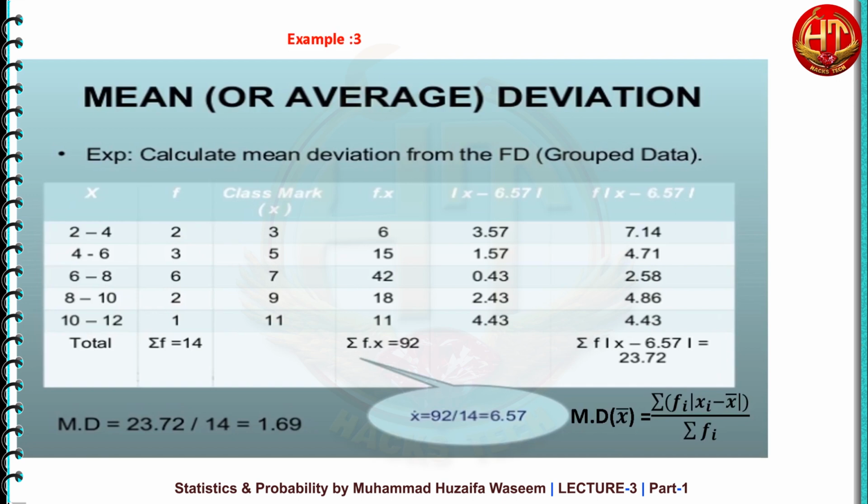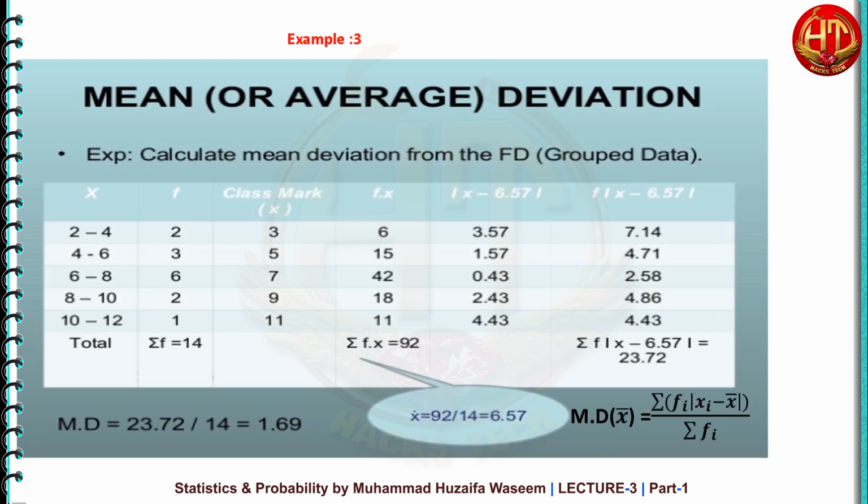So what is your formula? Mean deviation about the mean is equal to the summation of frequency multiplied by absolute deviation, divided by the sum of frequency. The sum of frequency is equal to 14, as you can see in this table. First you have to calculate the arithmetic mean. The arithmetic mean is equal to the summation of fi multiplied by xi, divided by the summation of fi.